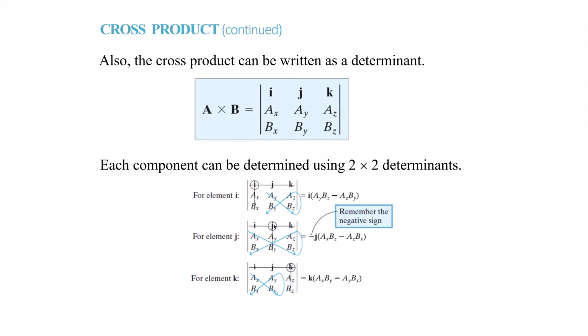Then for the J component, you remove the J column, and you do AX times BZ, and it's a negative here, minus BX times AZ. Make sure you remember the sign. And then the last one, you remove the K, and then you do AX times BY minus AY times BX. This falls in the category of linear algebra, but even if you haven't had it yet, to calculate the components of the cross product, this is it, really.